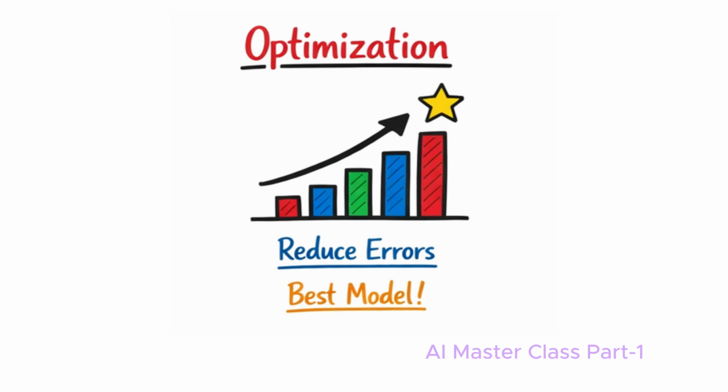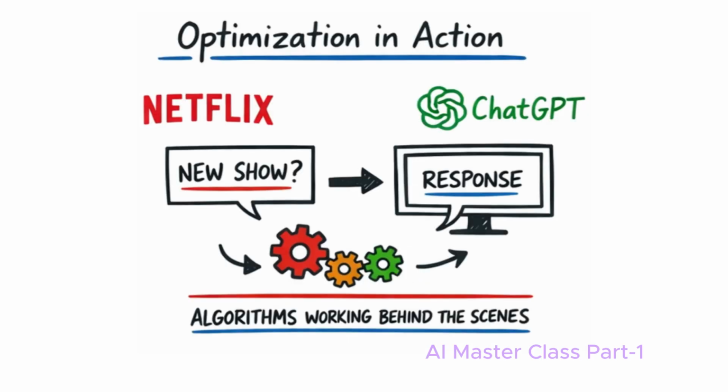Because optimization is the engine behind every AI system that you have ever used. Whether it is Netflix recommending your next show or ChatGPT generating responses, optimization is running in the background of all of these. So let us understand exactly how it works.